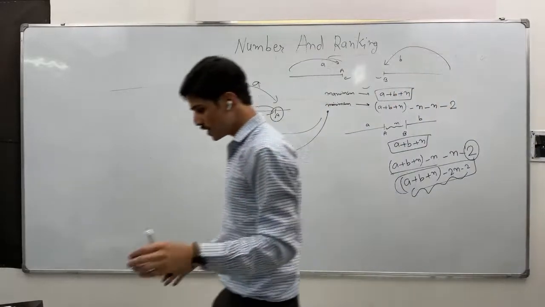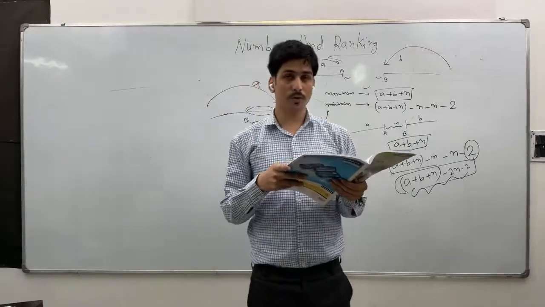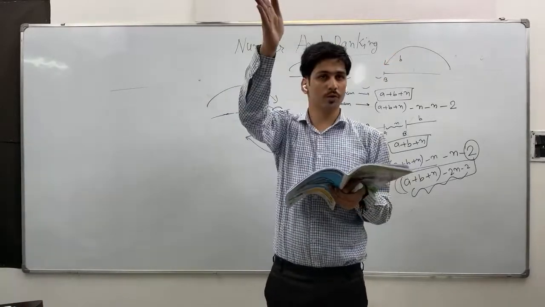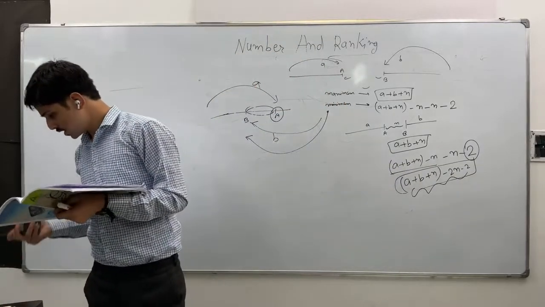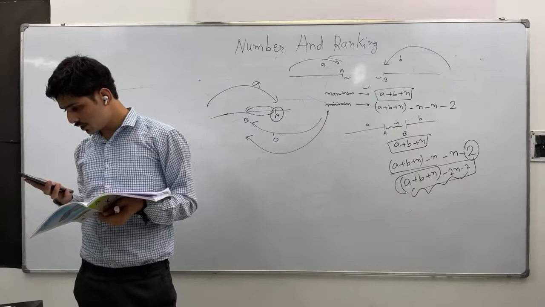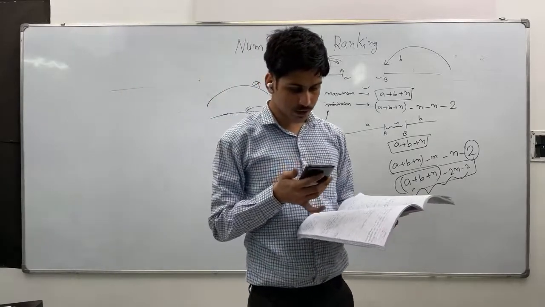I'll give the question. Let's say you write the question. In a row of boys, A is 17th from left. You write A is 17th from left. Is it clear, Bala Raksan? Aditi?